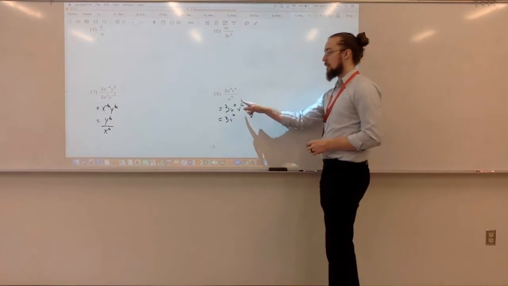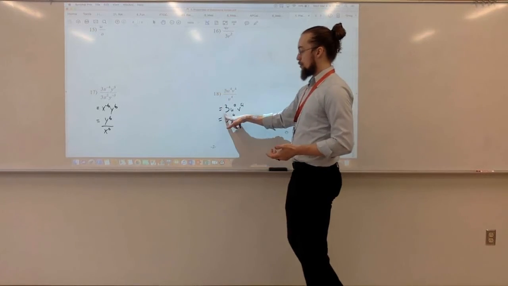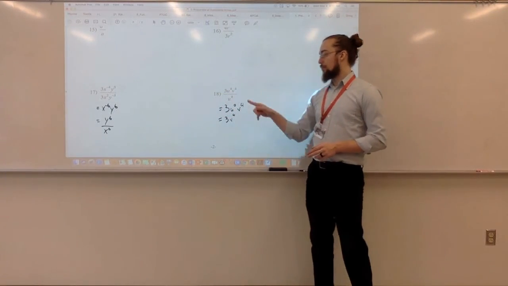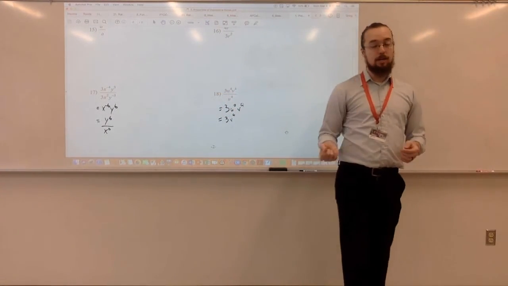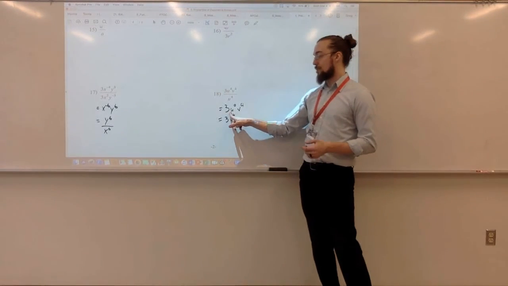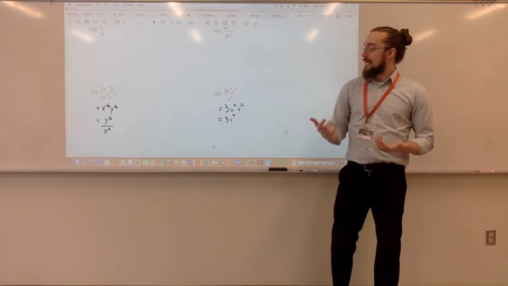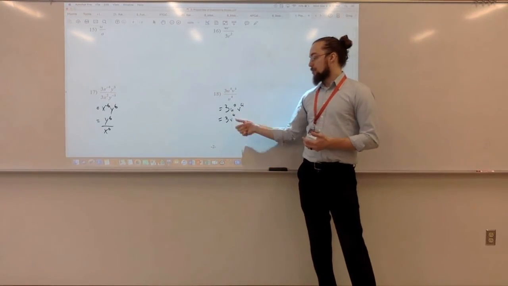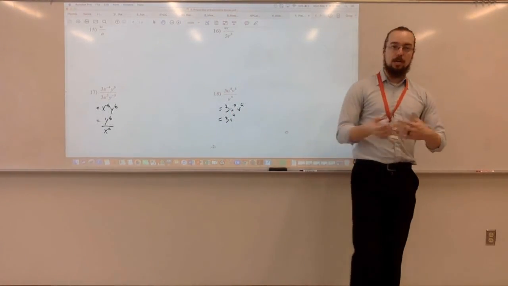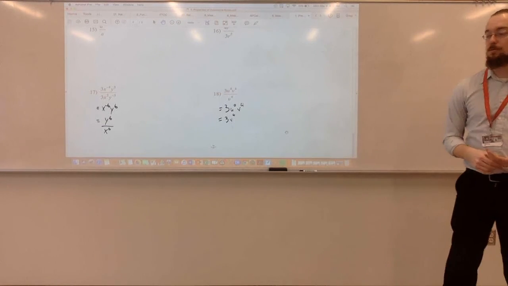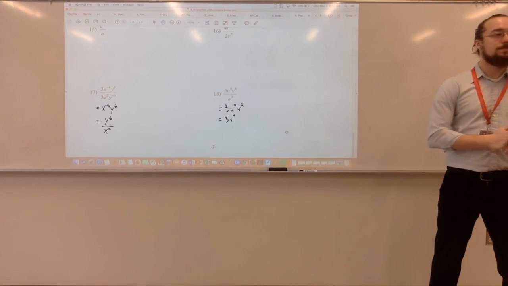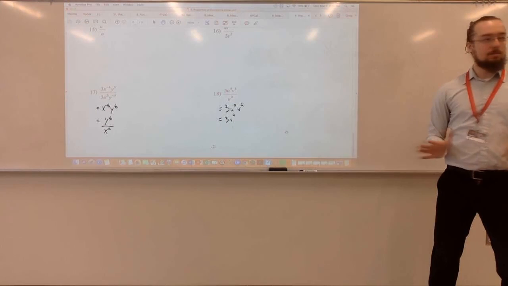Then, number 18, I get 3 over 1, so that's just going to be 3. Then u to the 4th over u to the 4th. If I subtract my exponents, I would get u to the 0. And then there's nothing to combine v to the 4th with. But u to the 0 power is just 1. So I would have 3 times 1 times v to the 4th, which is just 3v to the 4th. Questions?